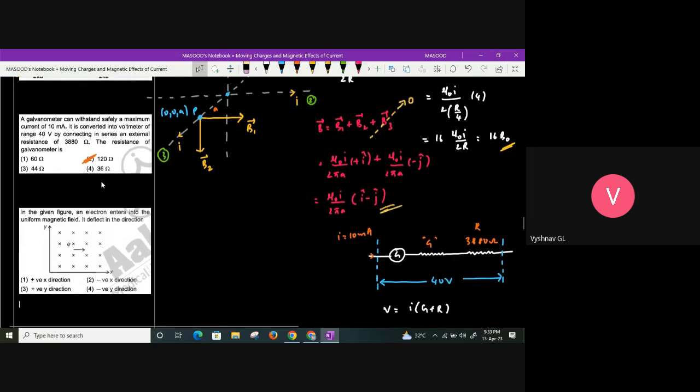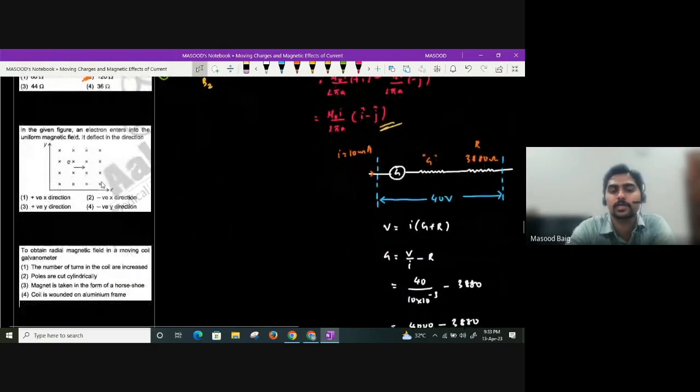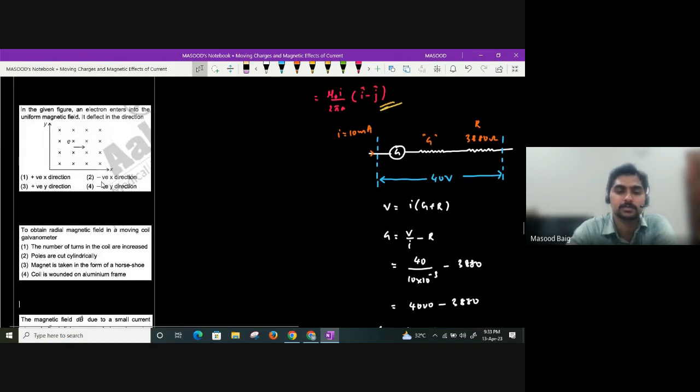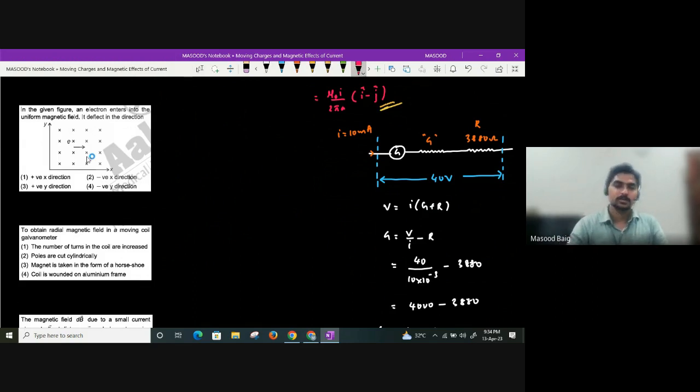In the given figure, an electron enters into a uniform magnetic field. If it is deflected, in which direction? Again, direct case, V cross B. Velocity along x-axis, magnetic field along z-axis. So V cross B will be upwards. But what is the charge, beta? Negative charge. So where will the force be experienced? It is going to experience force in the downward direction, which is negative y direction. Clear? Yes or no? Direct question again.